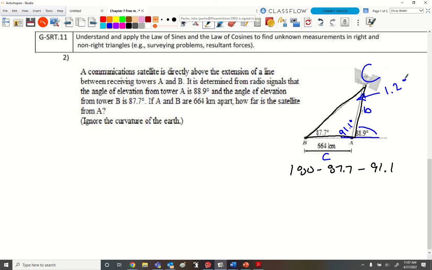Okay, good. So from here, do I now have a pair? Yes. Which pair do I have? C. I have both C's, so let's use that. So it's going to be 664 over sine of 1.2 is equal to little b over sine of 87.7 degrees. I thought we were using C. Oh, we're looking for B. Sorry.